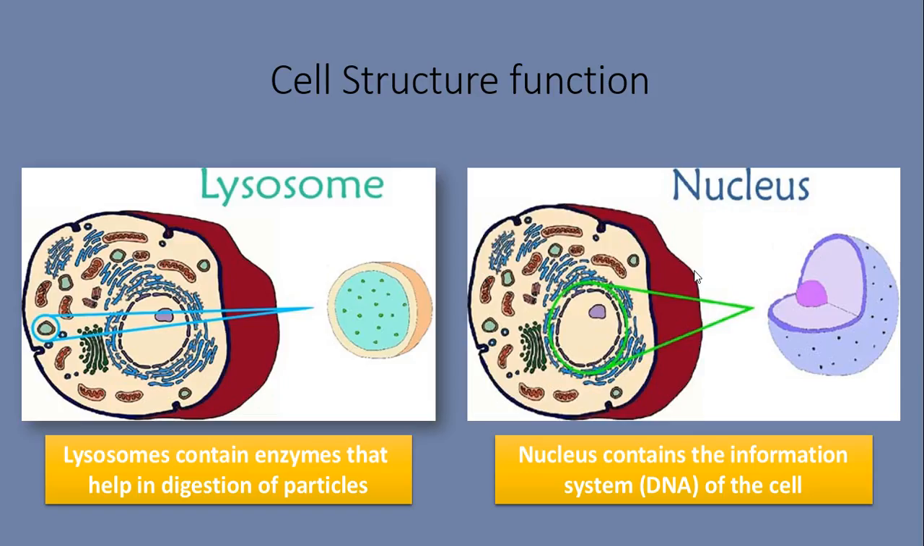Now the nucleus, as discussed earlier, is only found in eukaryotic cells. And the nucleus is a membrane-bound organelle that contains the information system, or the genetic information, for the cell. And a nucleus can be found in both plant and animal cells, but not in prokaryotic cells.